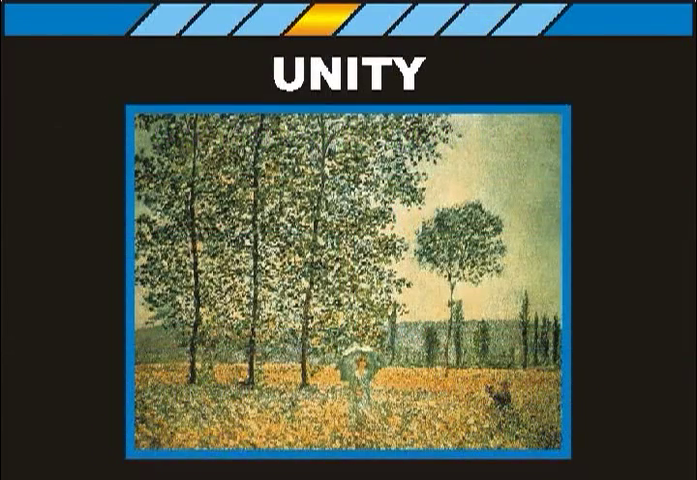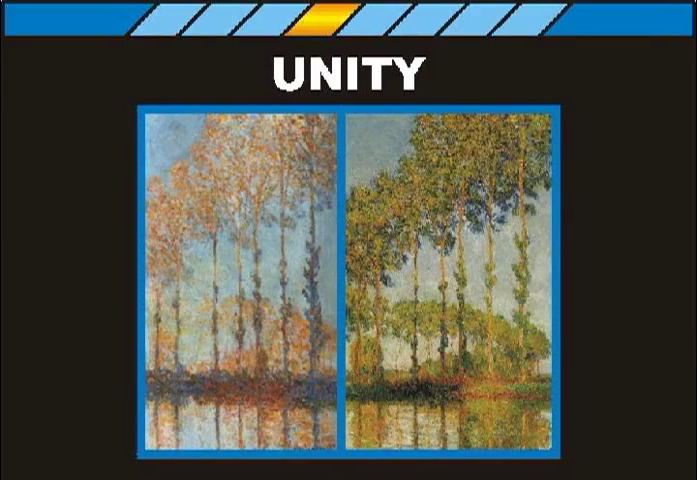Look at these paintings of poplar trees by Claude Monet. The artist achieved unity by using strategic color throughout his artwork. The same color that is found in the sky at the top of each painting can also be found in the water or textured foreground at the bottom of each painting.